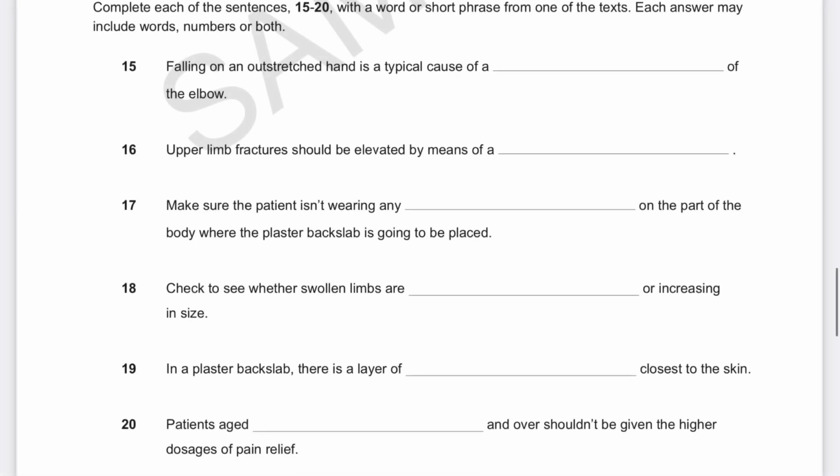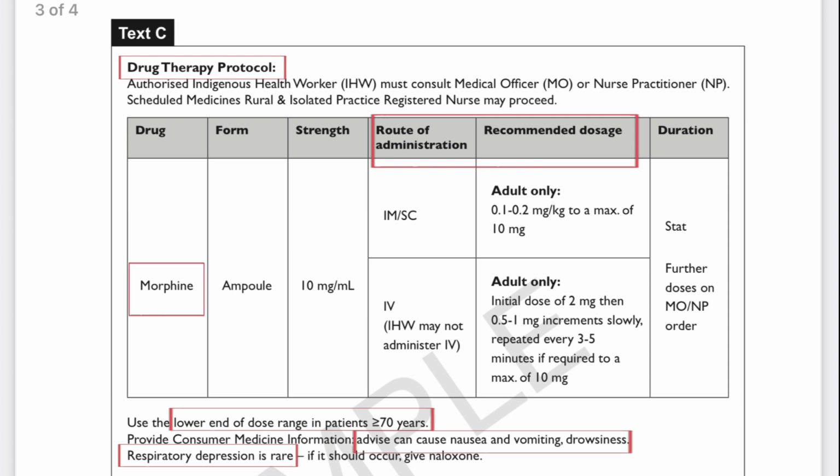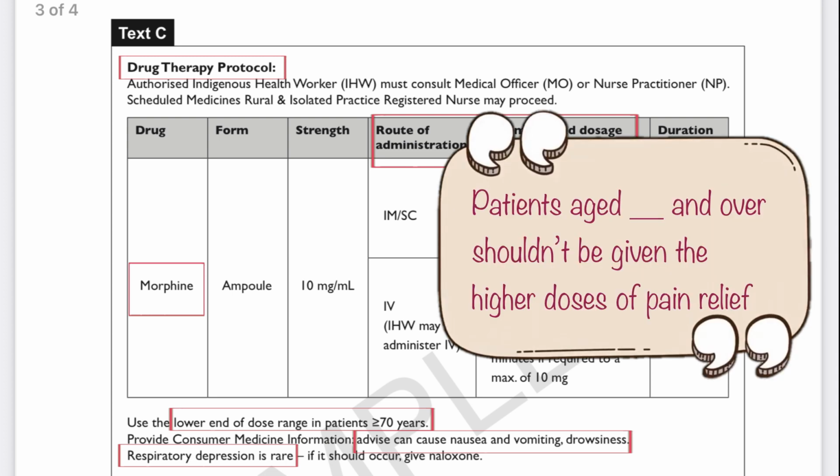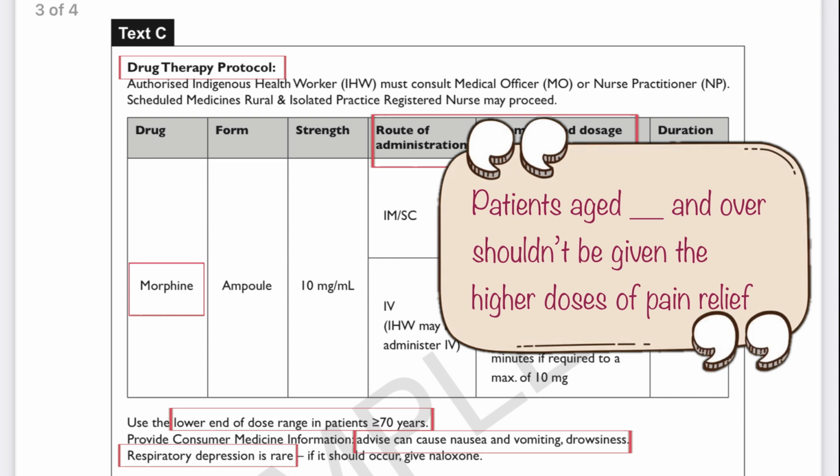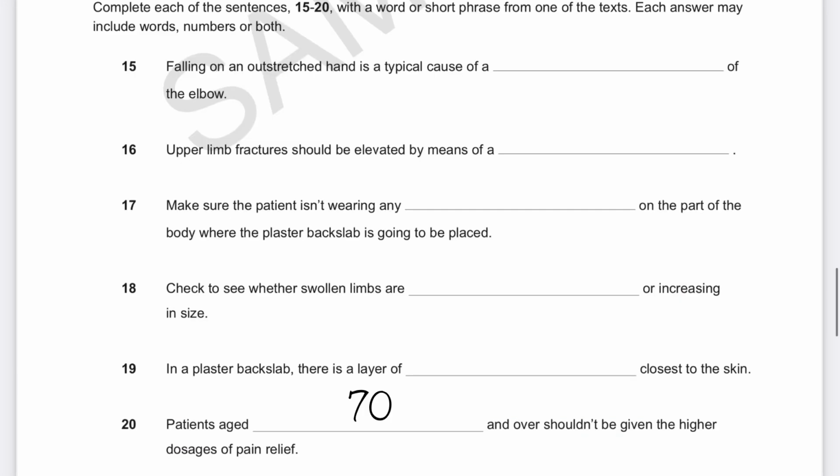Number 20. Patients aged blank and over shouldn't be given the higher dosages of pain relief. So keywords are pain relief. So based on the keywords, we know that we need to go to text C, which is about drug therapy. Then we'll scan for the answer, and then we can see here in the lower part, use the lower end of dose range in patients more than or equal to 70 years. So the answer would be 70.